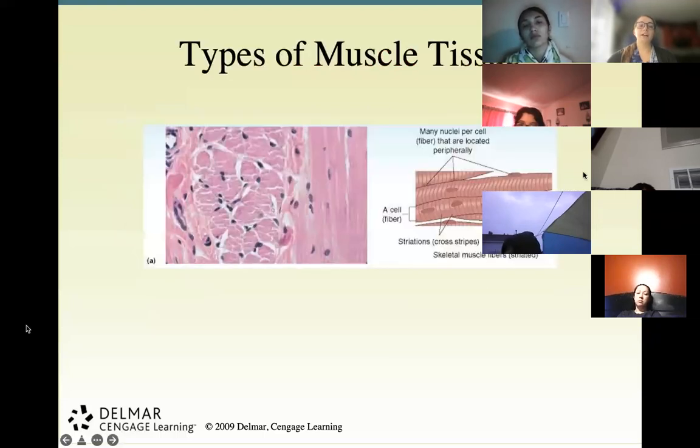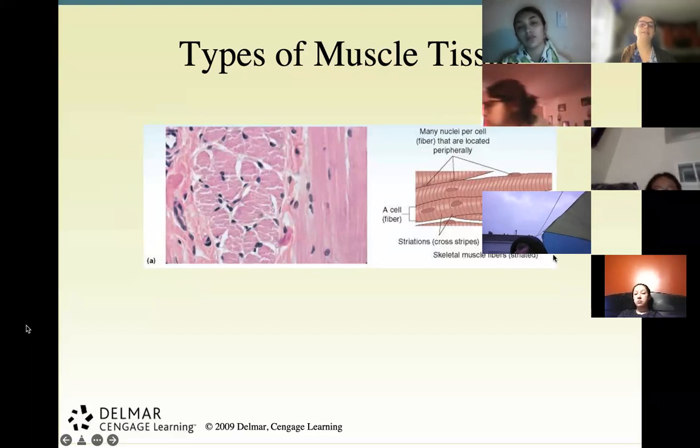Taking a look here at some of the different muscle tissue. We're looking at this fiber here, kind of looks like a strand, and there are all of these striations. Those are the cross stripes that you're seeing going down those muscle fibers. So these are considered striated skeletal muscle fibers. And this is what it looks like under the microscope.